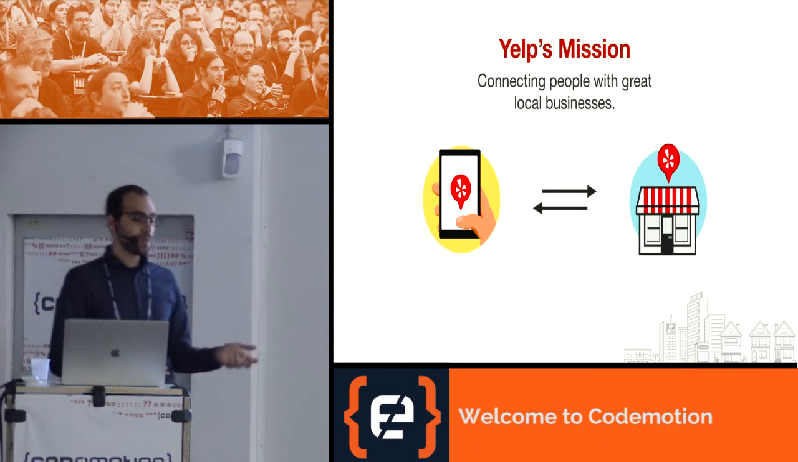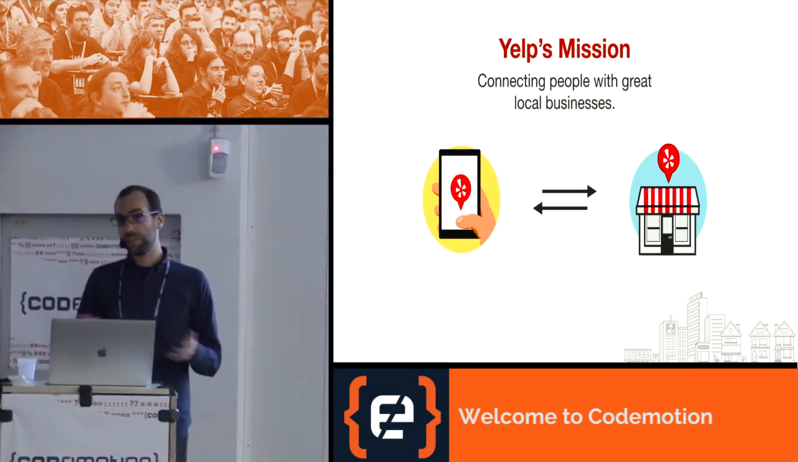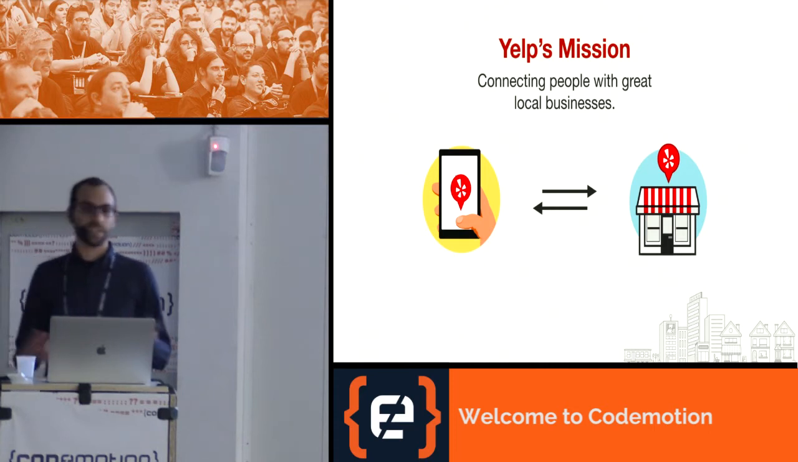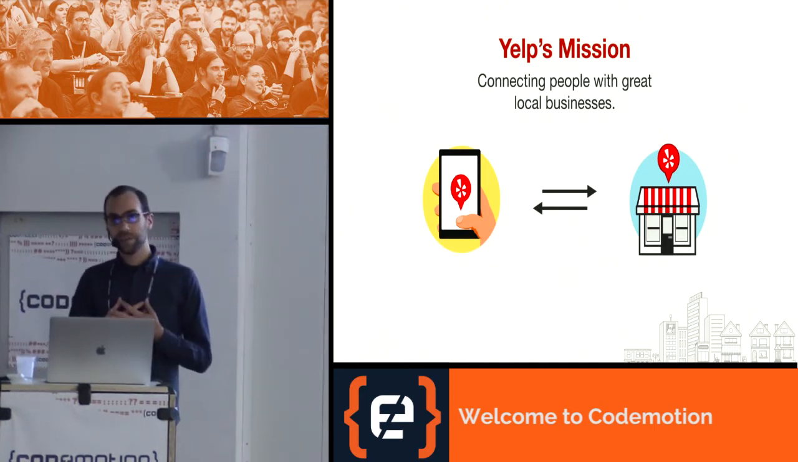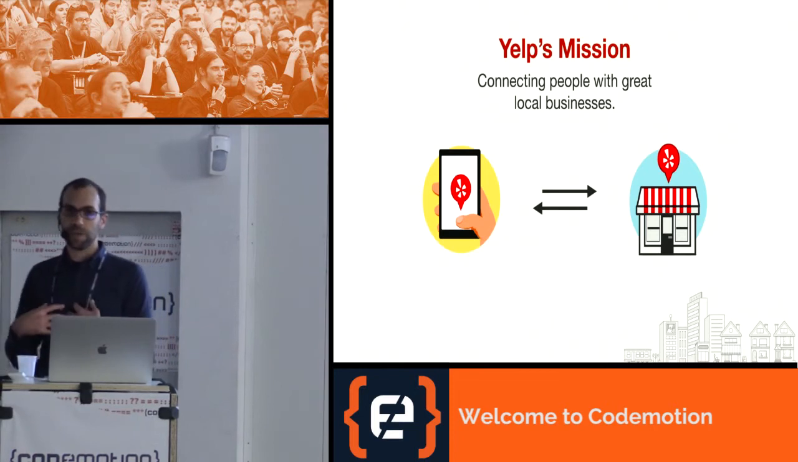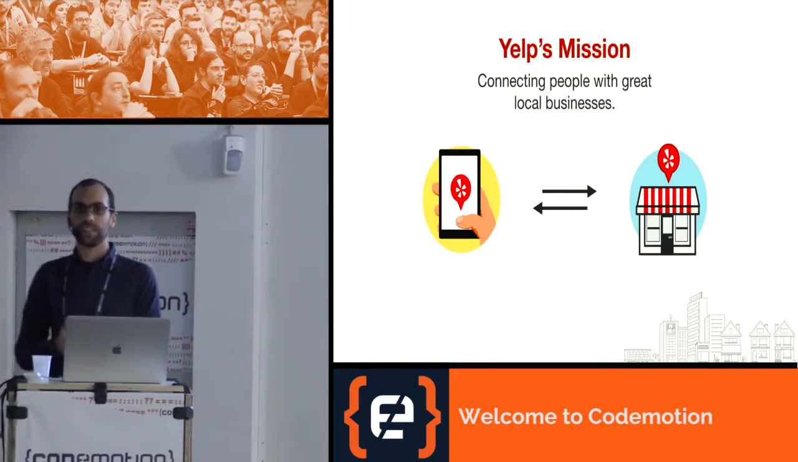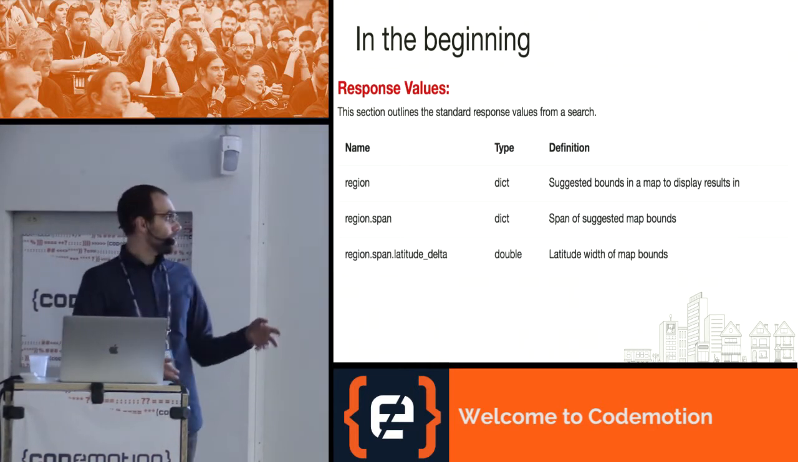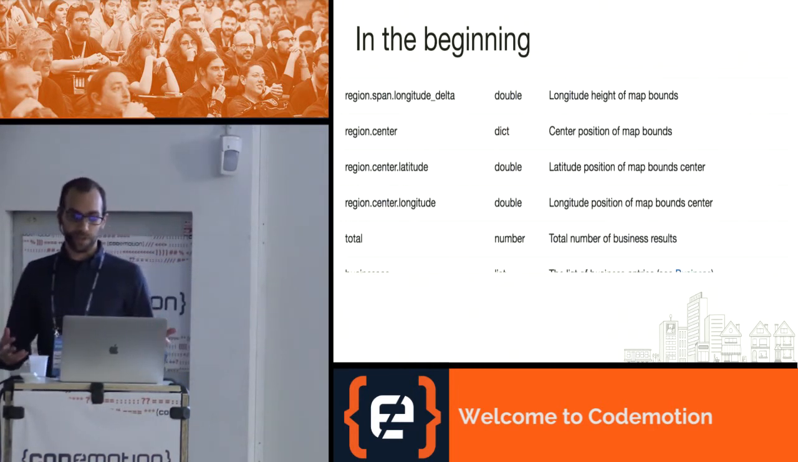If you're not familiar with Yelp, Yelp's mission is to connect people to great local businesses. So we want to be able to help you find your next favorite bar, next favorite restaurant. And my goal as part of building the public API is wanting to help third-party developers integrate that functionality into their applications. So in the beginning, we had this API that we called API v2.